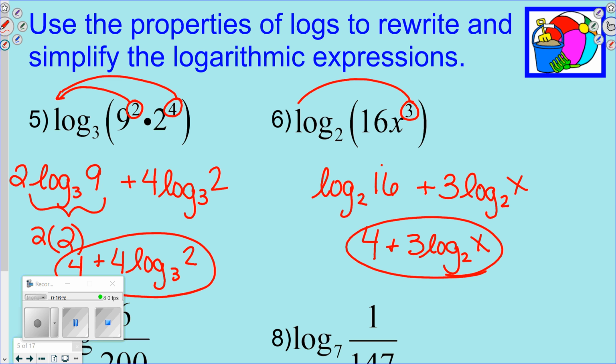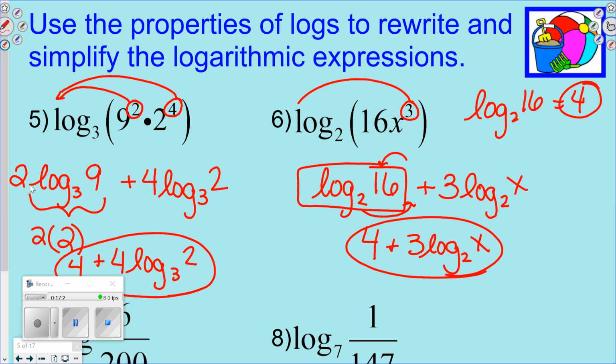I cleaned up this log because it's asking me 2 to what power equals 16? It's 4. That was from this. The 16 is attached to this. If I just gave you log base 2 of 16 and said evaluate that, you'd be like, oh yeah, 2 to what power is 16? It's 4. Because 2 to the 4th is 16. That's where the 4 went.